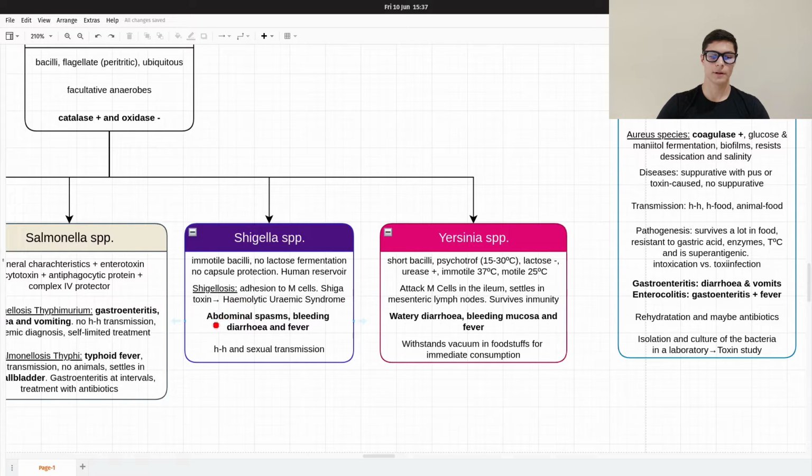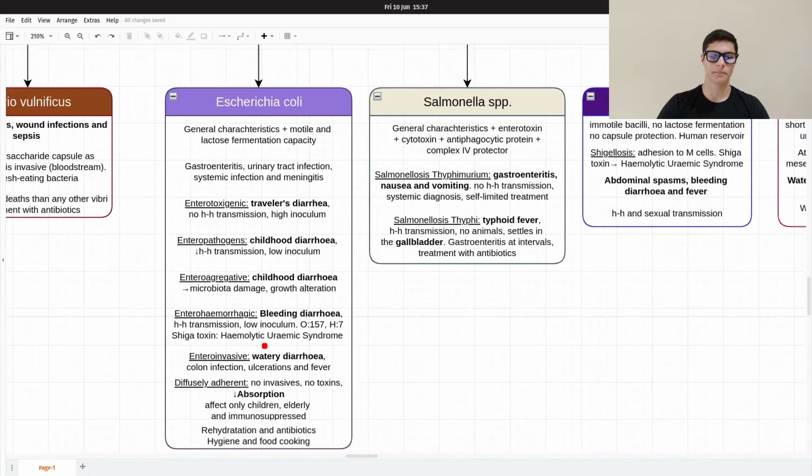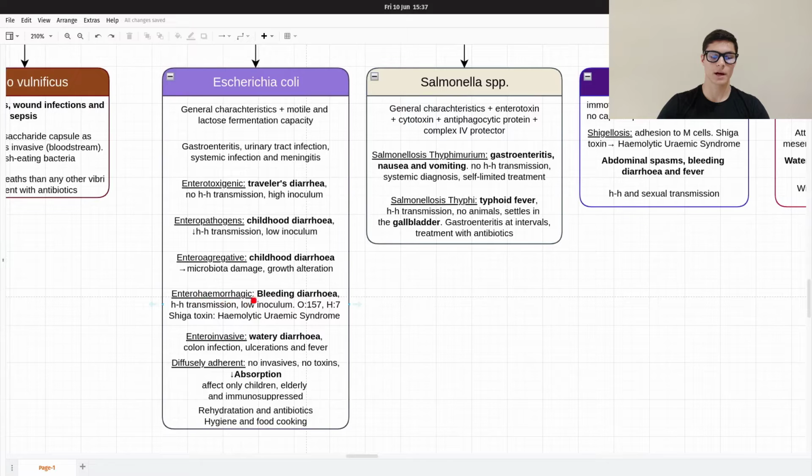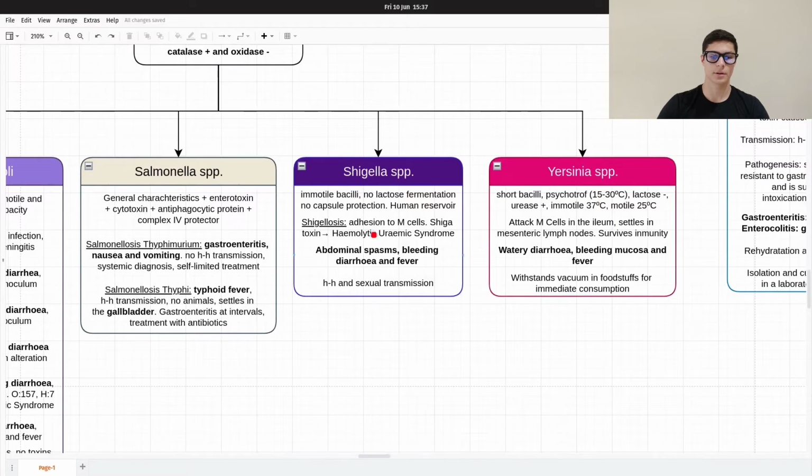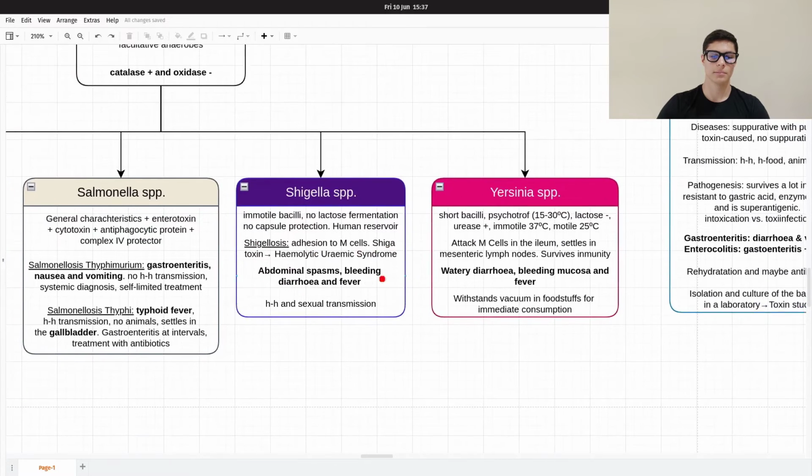Indeed, we will feel abdominal spasms, bleeding diarrhea, as well as in the enterohemorrhagic Escherichia coli, the same Shiga toxin, bleeding diarrhea, and in this case also fever. And then there is human-to-human transmission as well as sexual transmission.